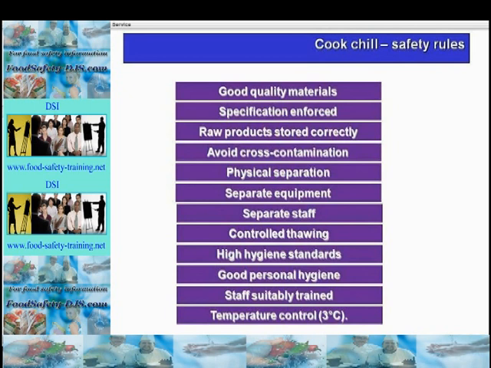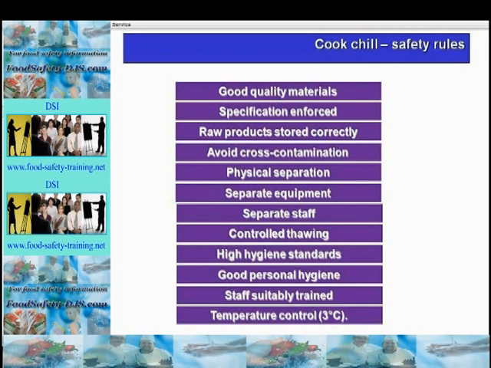Take account of food not subject to cook chill, for example frozen peas, cooked gammon, chips, sandwiches, etc. Avoid cross-contamination. Ensure physical separation of non-compatible foods. Use separate equipment, for example cutting boards for raw and high-risk foods, so the use of colour coding. Separate staff for raw preparation and high risk.